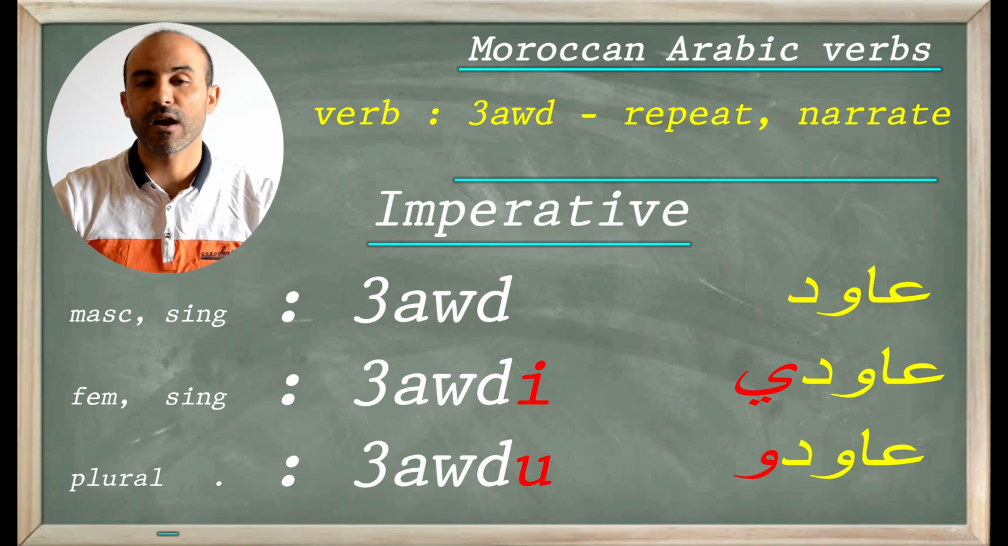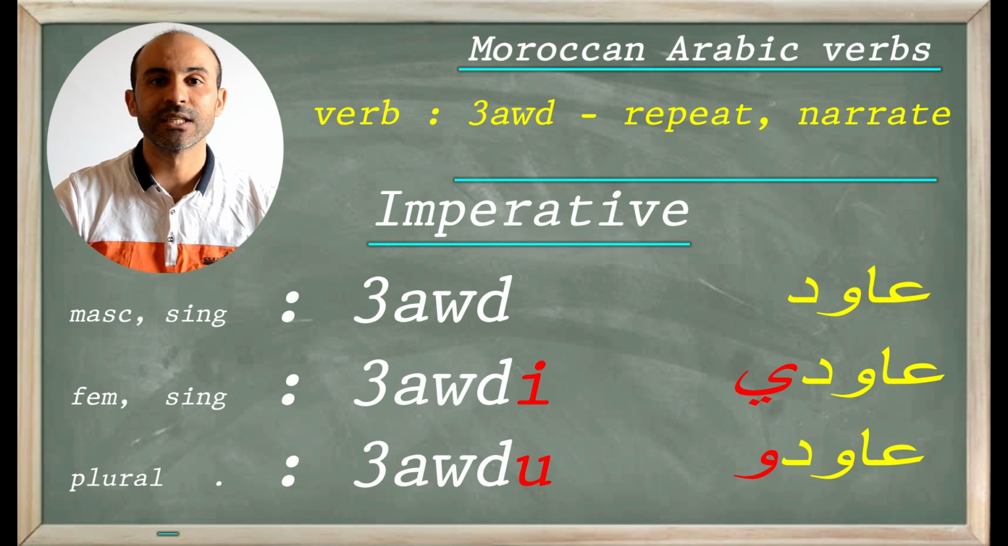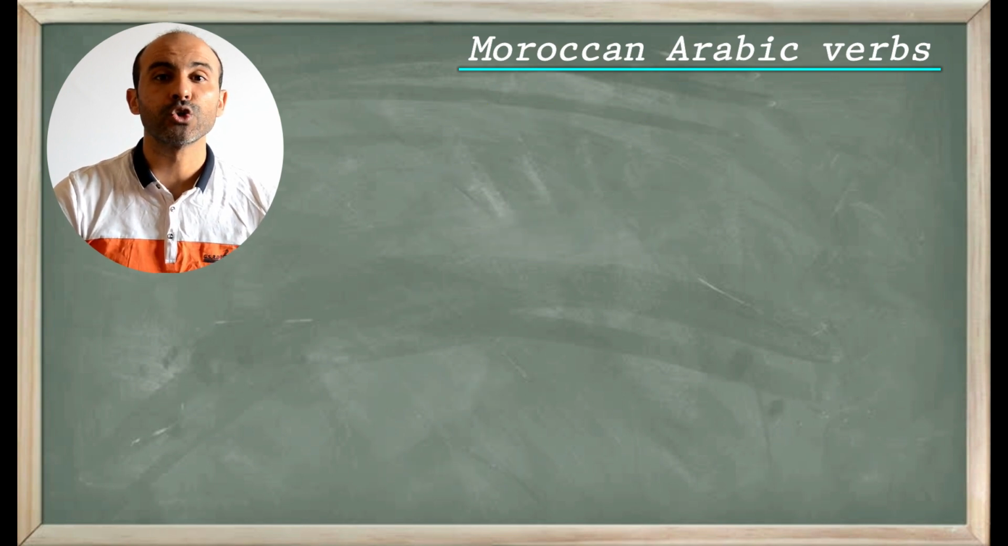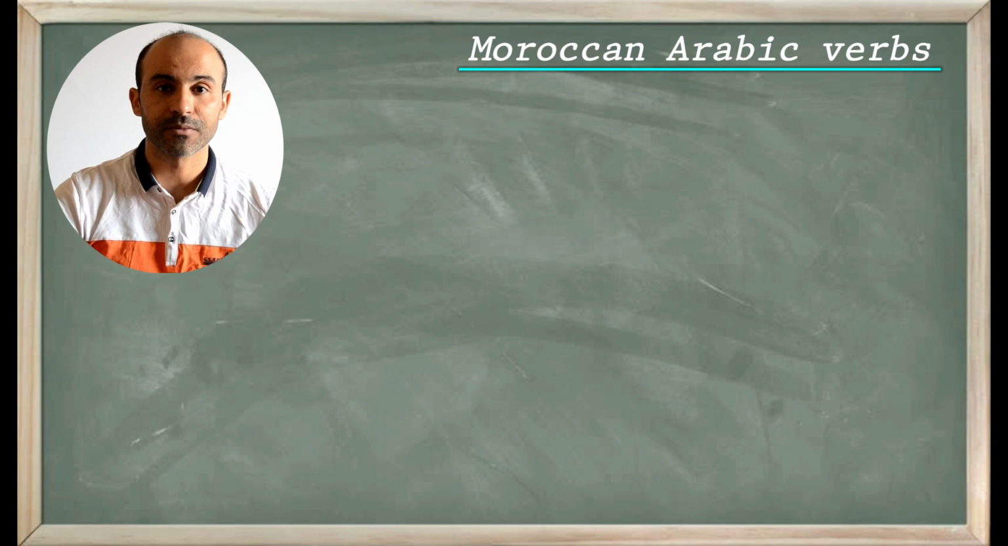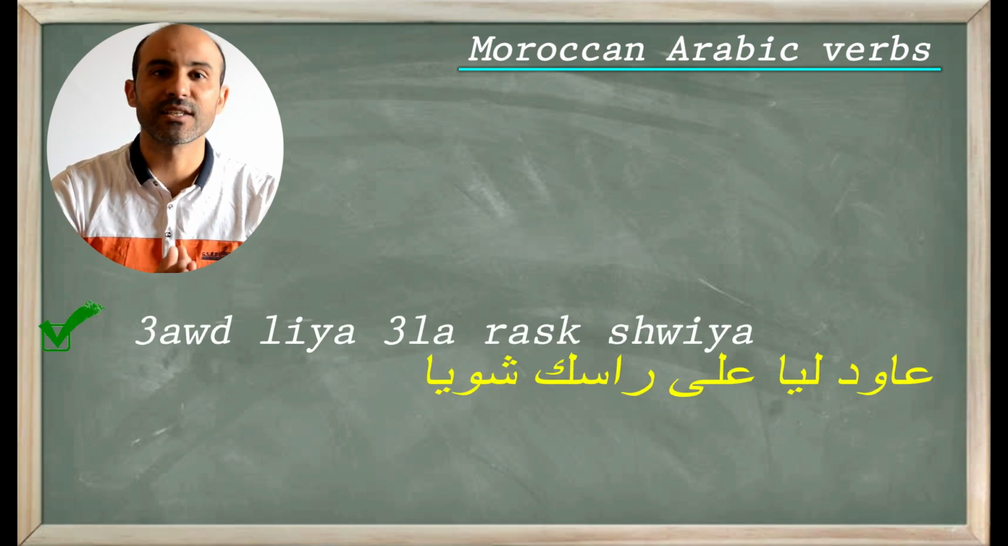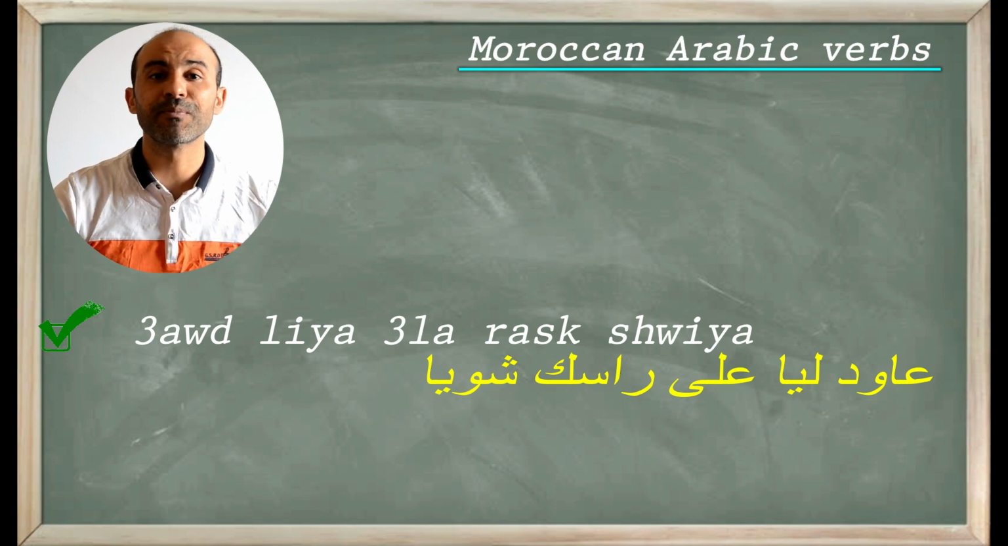Can you repeat after me? عاود. Great. عاودي. Perfect. عاودو. Great. So let's see two phrases or two sentences using this verb.